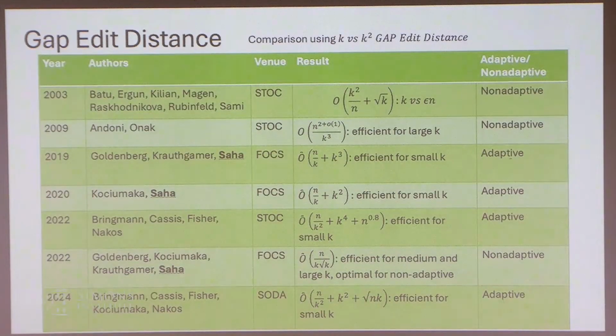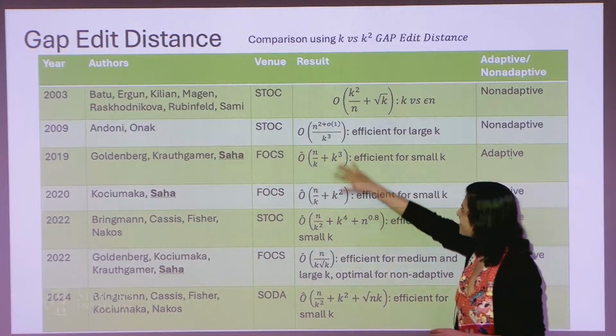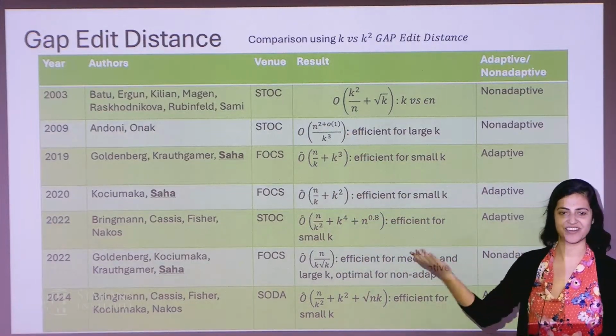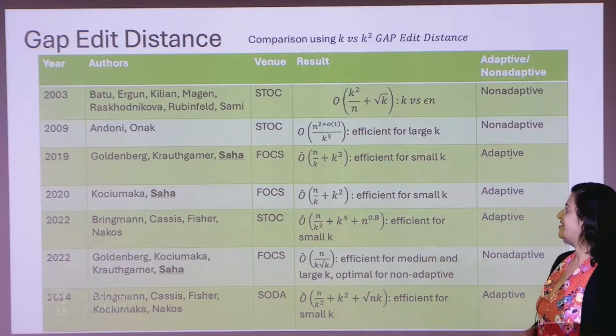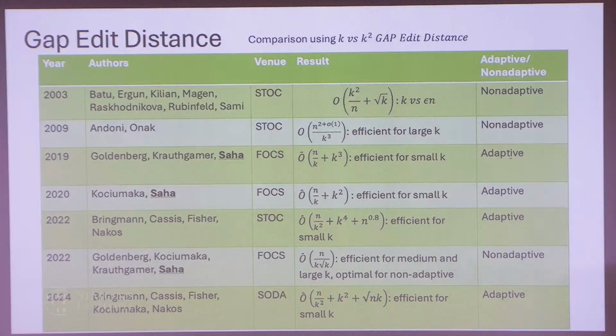So this is the history of gap edit distance. And all the results that I'm showing here again are for k versus k squared. But if you change the parameters, there will be different versions of the results if you consider k versus not k squared, but k to the c, where c is greater than 1.